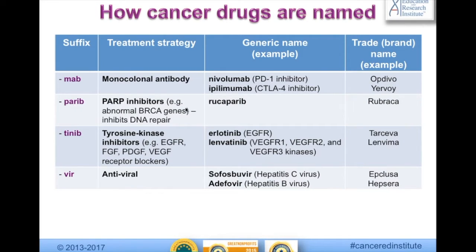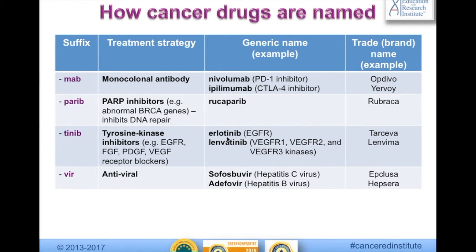Then I gave you the example of rucaparib, right? Rucaparib, when we look at rucaparib, at the ending, the suffix is parib. These drugs that end with parib are PARP inhibitors. They can inhibit, as we discussed before, abnormal BRCA genes. With PARP inhibitors, we disable DNA to repair itself. Naturally, our cells have a DNA repair mechanism. When genes become abnormal, then naturally our DNA repairs itself. However, when we inhibit this DNA repair mechanism with PARP inhibitors, we are disabling tumors to grow.